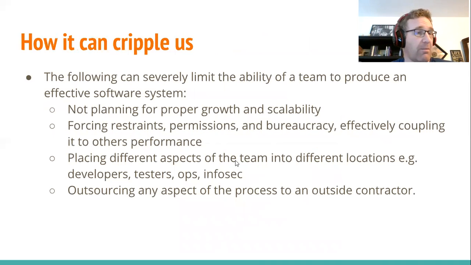So, how might we be crippled if we don't have the right team orientation? Any of the following can severely limit the ability of a team to produce an effective software system if you don't plan for proper growth and scalability. If you force restraints, permissions, and bureaucracy upon your team, you effectively couple that team to the performance of another team.